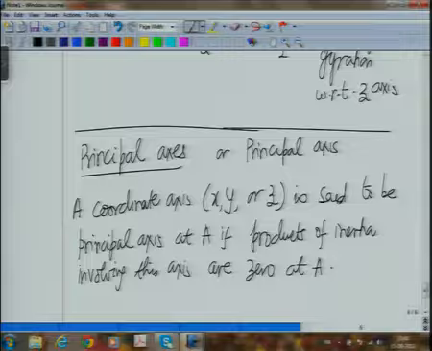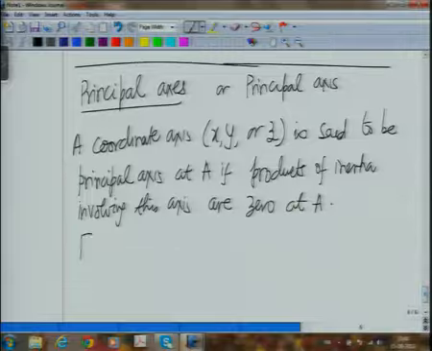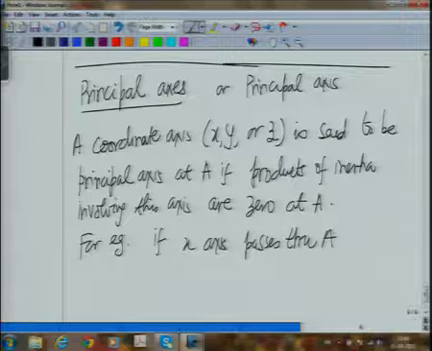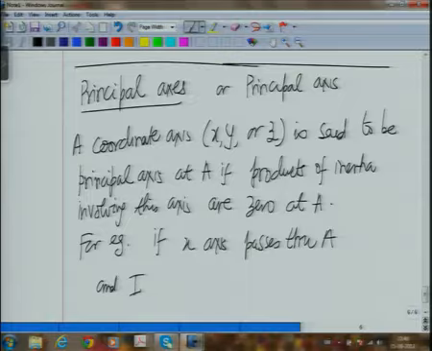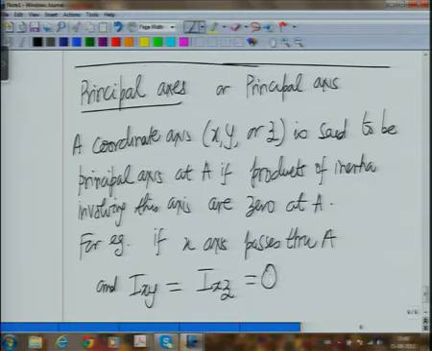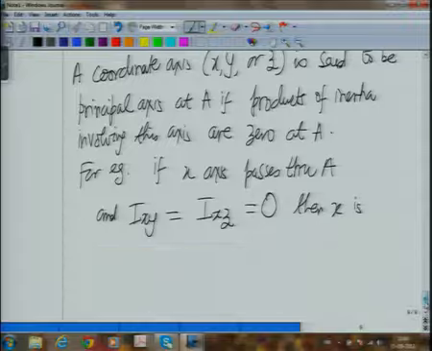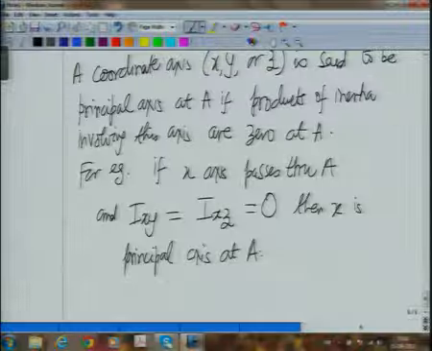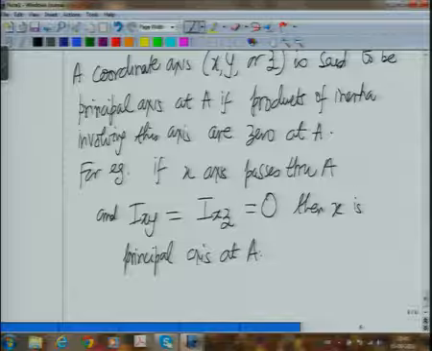And what we are saying is, if the x axis passes through A and Ixy and Ixz are 0, then x is a principal axis at A. So, principal axis is about making life simple, about making the product of inertia 0.